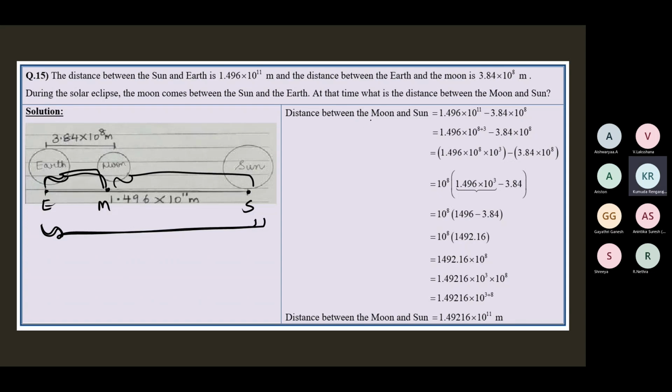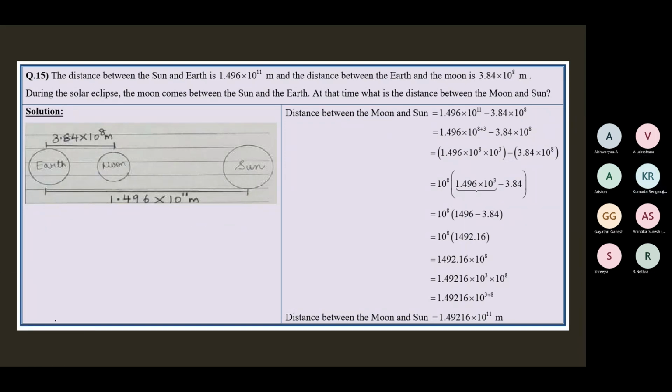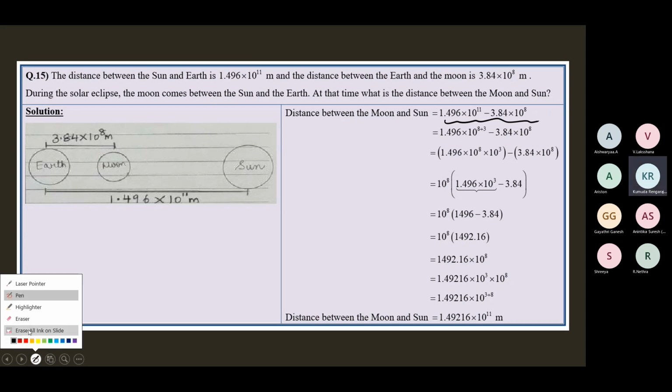So the distance between the moon and the sun is the whole distance, 1.496 into 10 to the power 11, minus 3.84 into 10 to the power 8. That's it. And now you know how to subtract. I'm not showing you this working. I want you to do this by yourself.